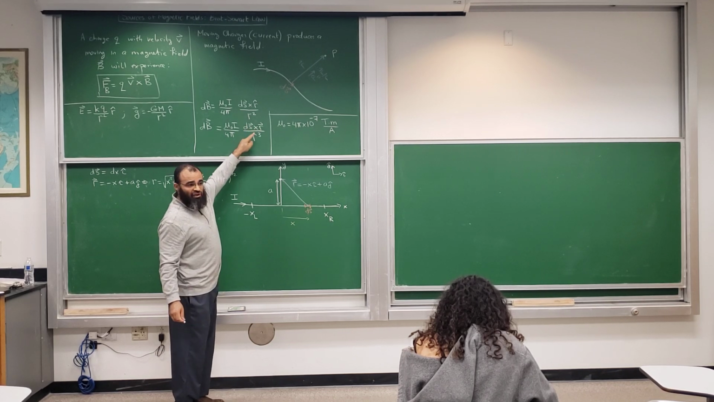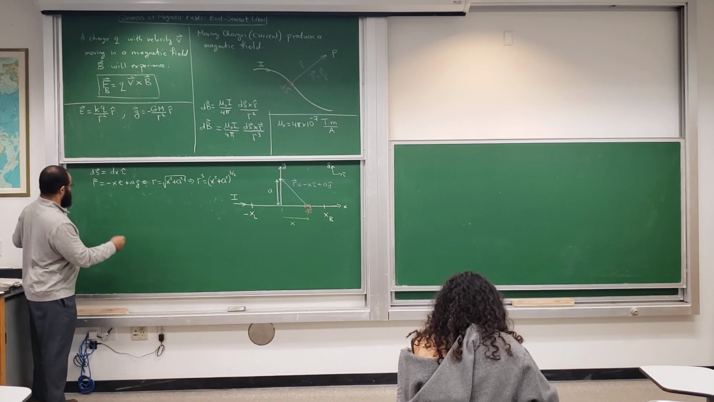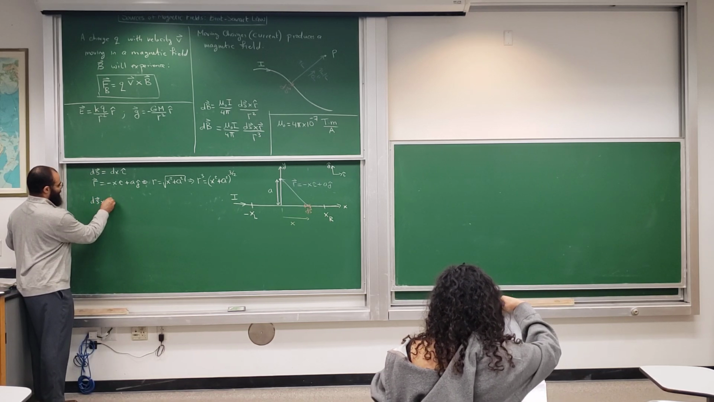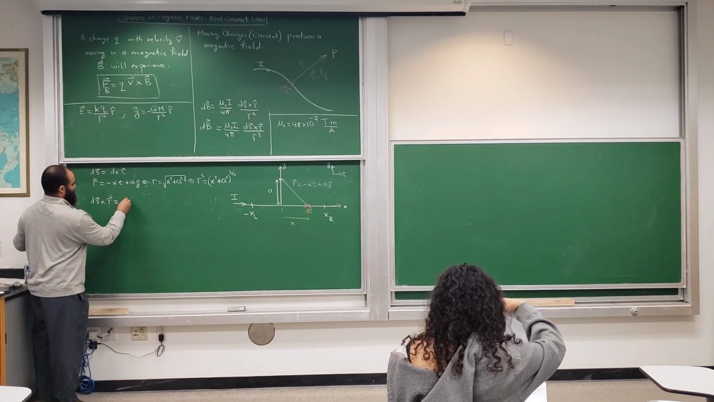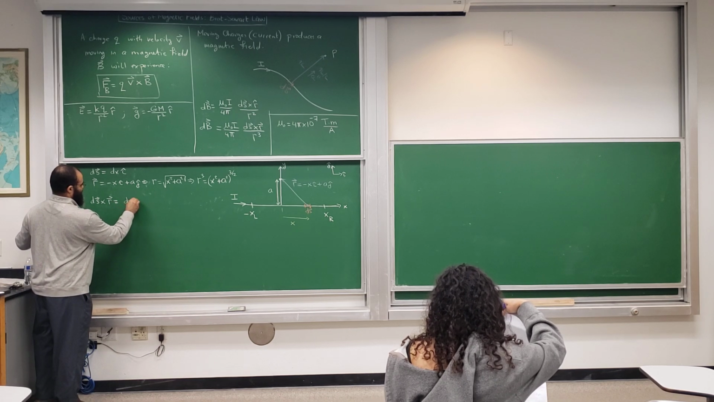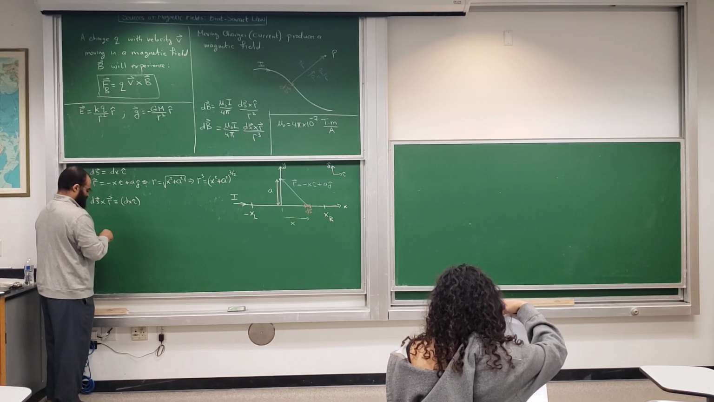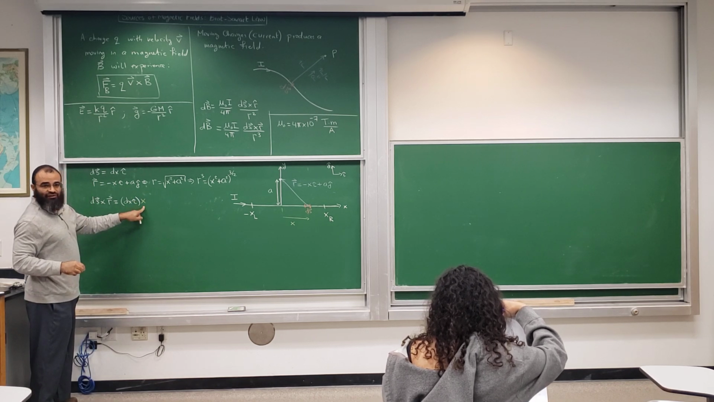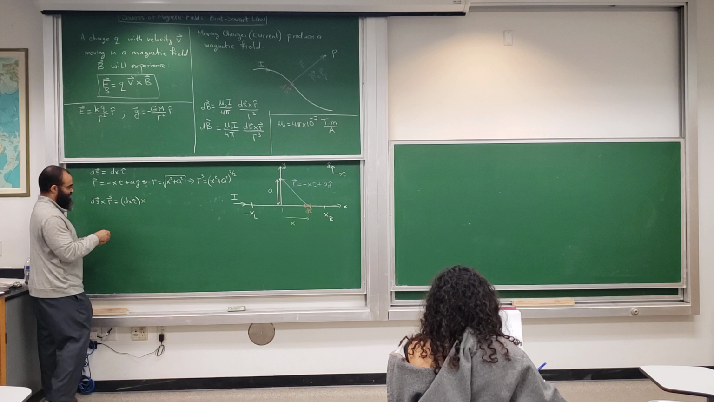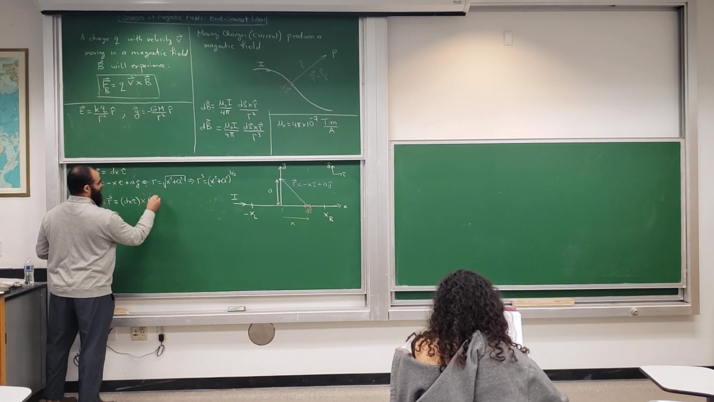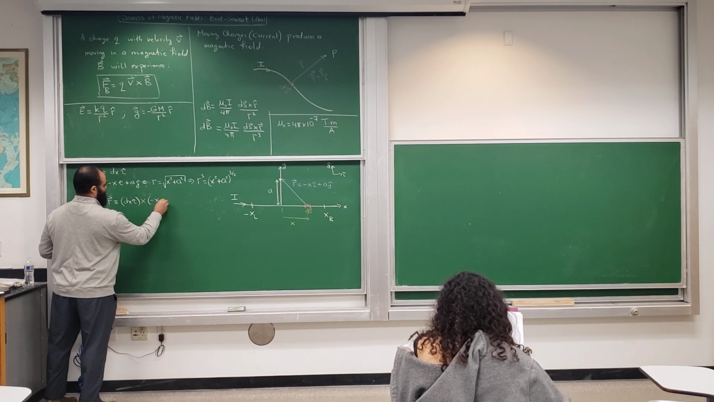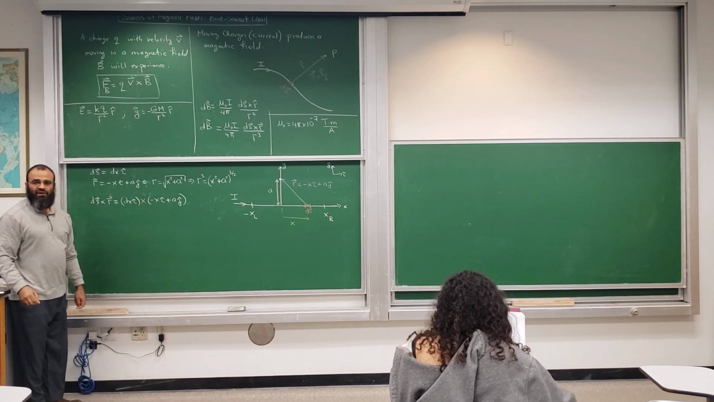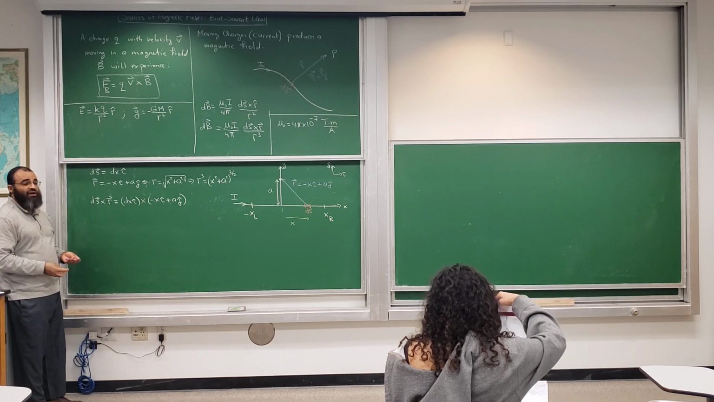So I need to do the cross product next. The cross product, ds crossed with the vector r, would be dx i hat, cross product, with the vector r, which is minus x i hat plus a j hat. Okay, let's look at the cross product.